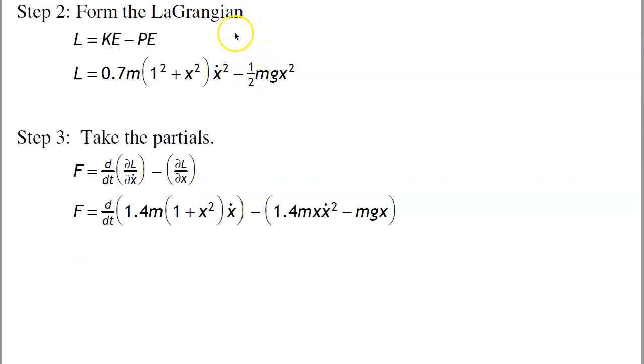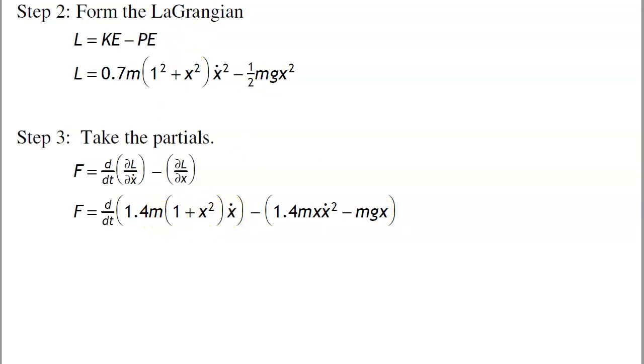Now we'll form the Lagrangian. Lagrangian is kinetic energy minus potential energy. Step 3, take the partials. It's the full derivative of the partial of L with respect to x dot minus the partial of L with respect to x. Partial with respect to x dot is right here. Gives you 2 times 0.7 times m, this term. Partial with respect to x, here's an x, gives you 2x times x dot squared minus mgx.